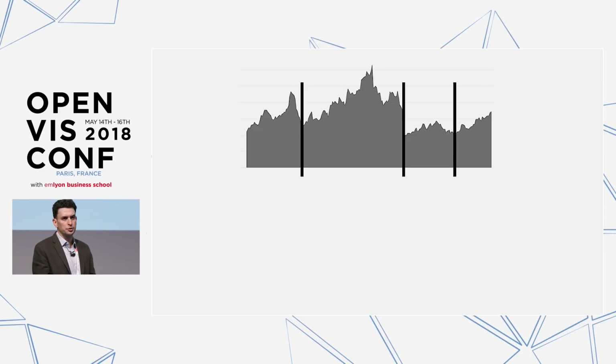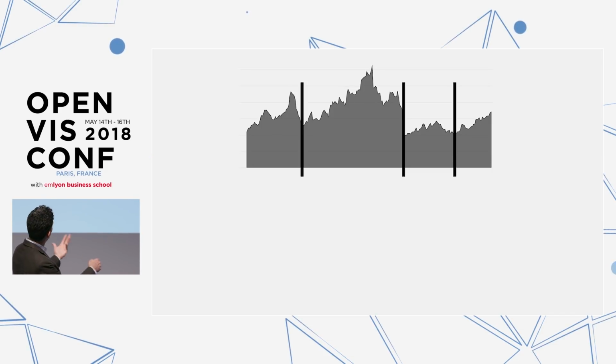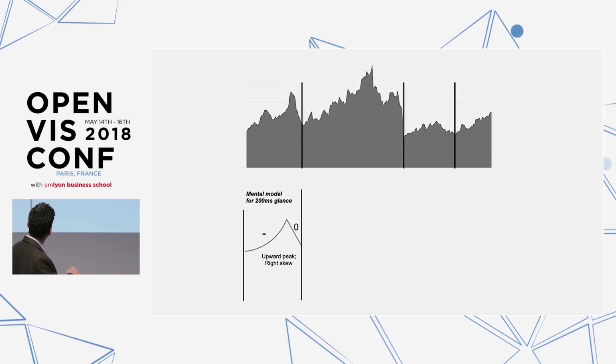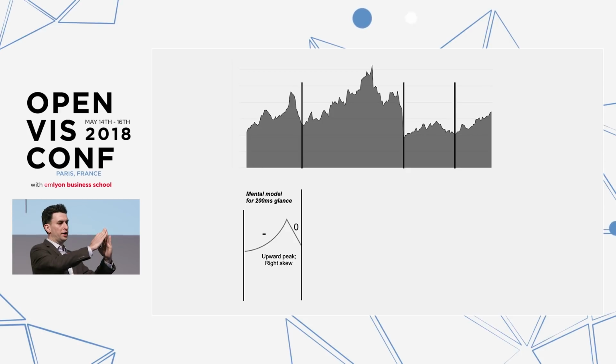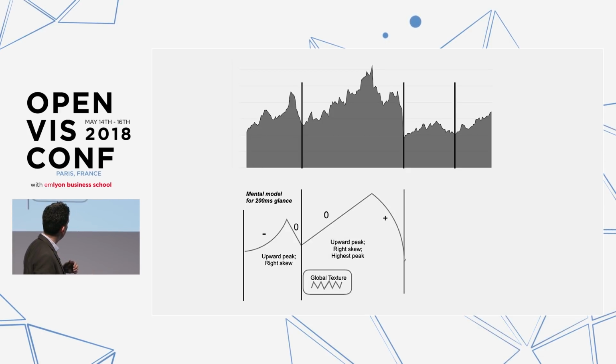And we know that the human visual system is limited in how many pieces of an object it can parse at once. It's something like 3 or 4. So maybe you get something like that. And maybe your mental model of this thing at just a glance, if you just see it for a moment, is that it has a peak and it's a little bit curved like that, and it's skewed a little bit to the right. You can imagine the same thing here.